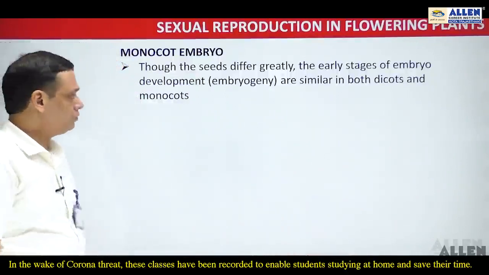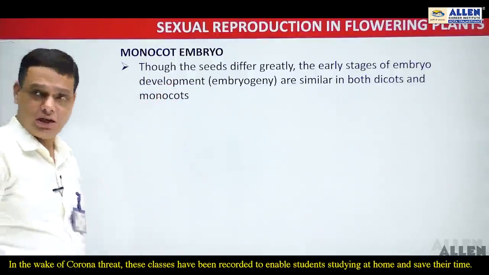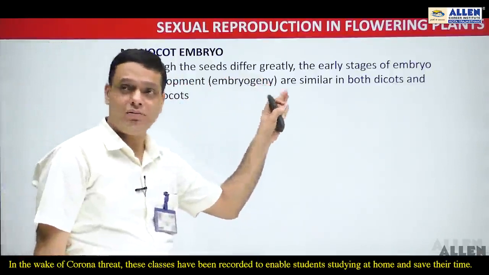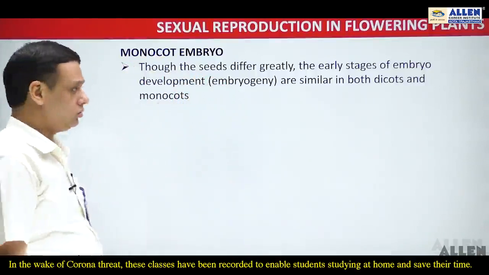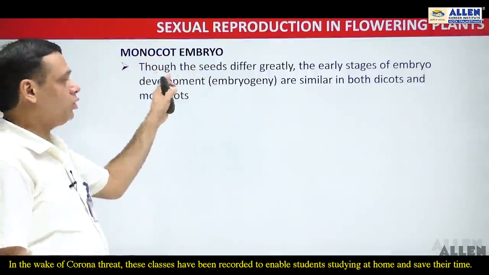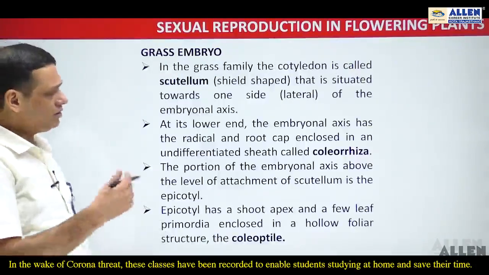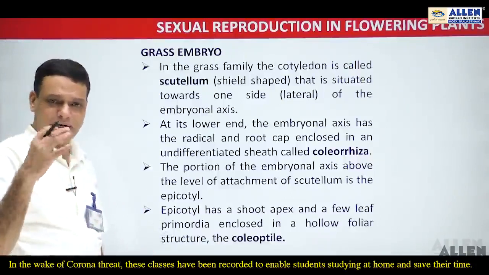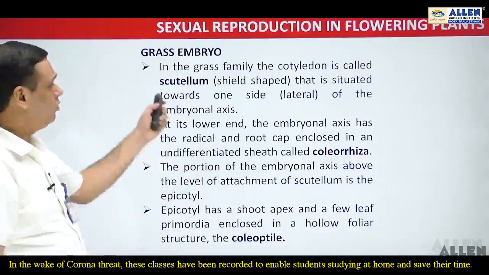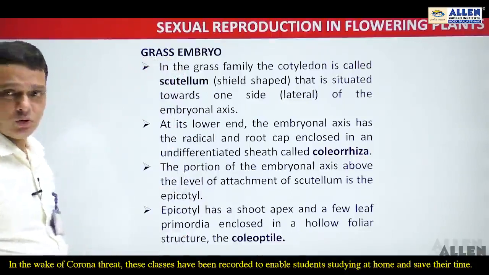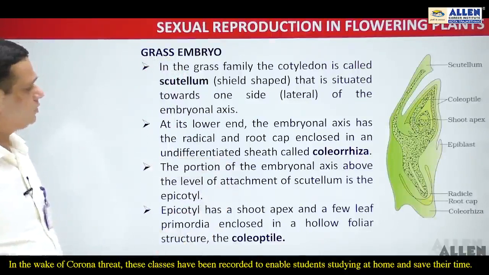Now the monocot embryo. Though the seeds of dicots and monocots may greatly differ from each other, the early stages of the embryo in monocots are very similar to those of dicots. So we can say that the early stages of embryo development are similar in both dicots and monocots. There are certain differences in the complete formation of the monocot embryo, so we will have a brief look at the grass embryo mentioned in the NCERT. This is the diagrammatic sketch of the grass embryo.